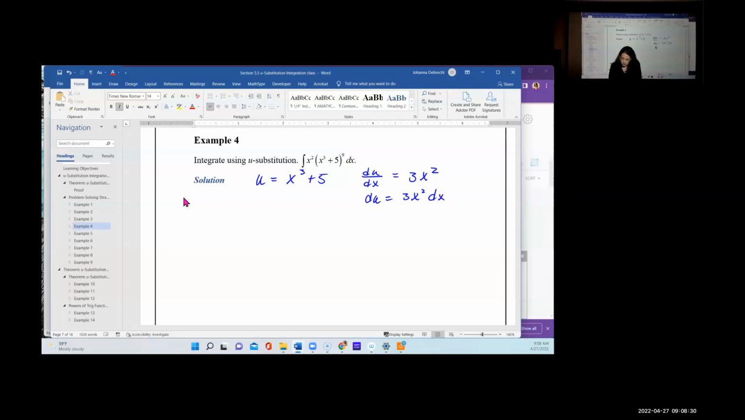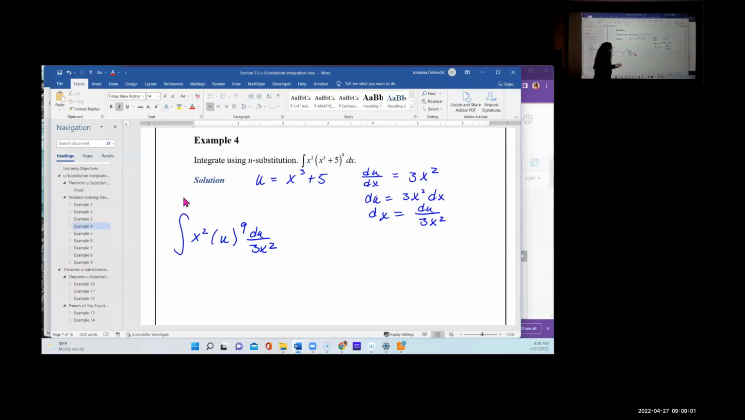And then for a one method fits all, you can solve for dx to get du divided by 3x squared. Then we replace each part of the original integral. We have nothing to replace x squared, so we leave x squared as is. We replace the x cubed plus 5 with u. It's raised to the 9th power, and we replace dx with du divided by 3x squared.